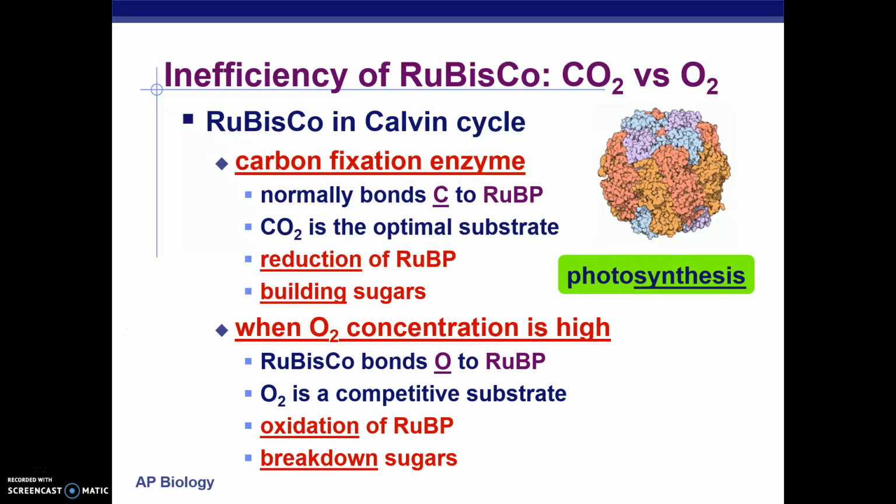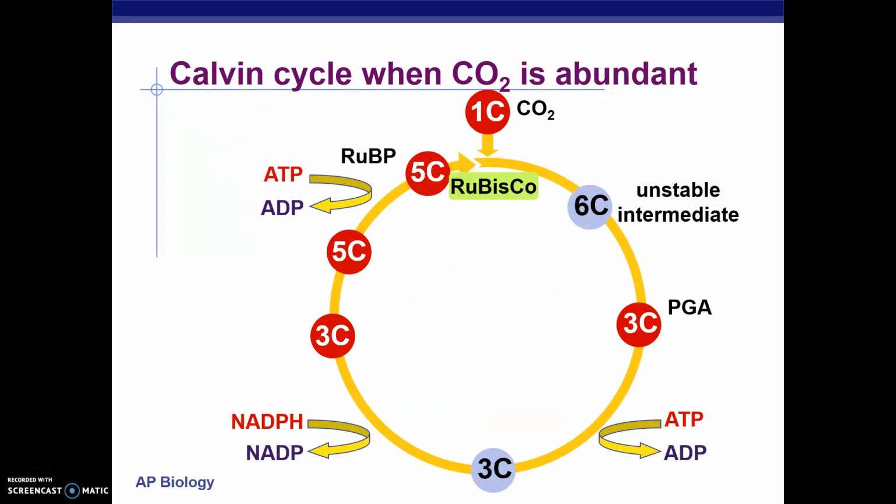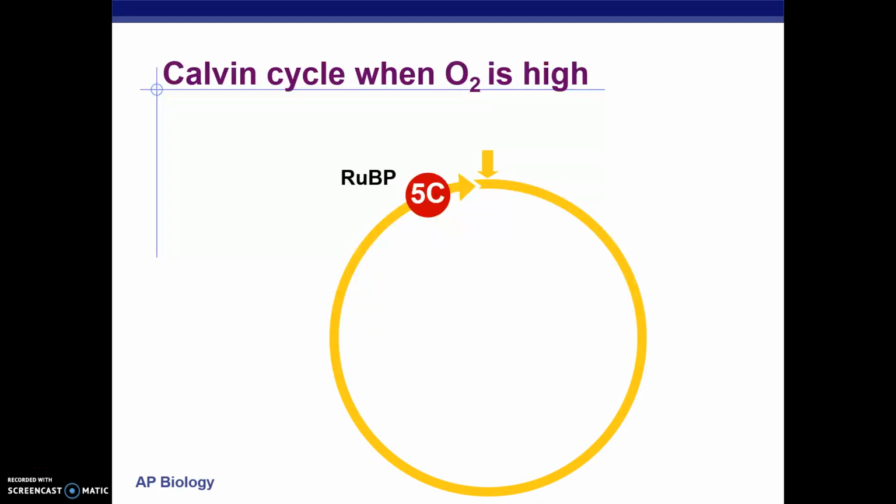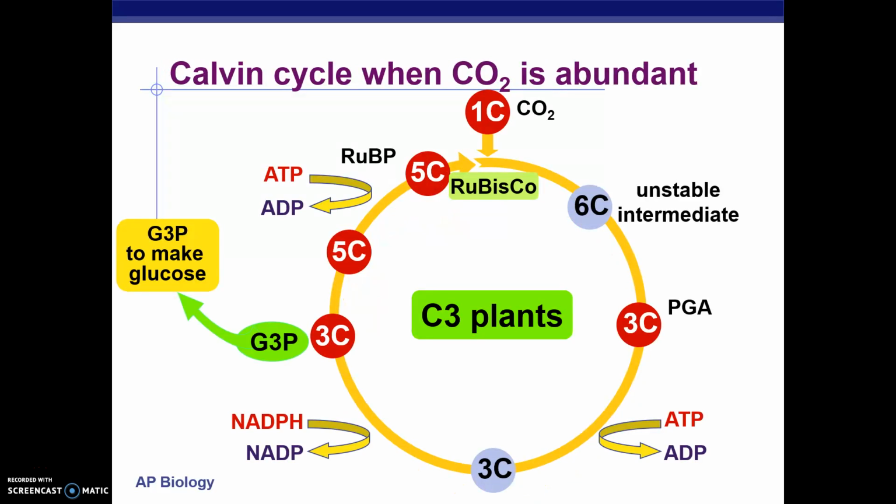However, when oxygen concentration becomes high, Rubisco starts bonding to RuBP along with oxygen. So, oxygen being a competitive substrate, instead of the reduction of RuBP, the plants end up oxidizing RuBP, breaking down sugars, and that is known as photorespiration. Photorespiration can be a very bad thing and could lead to breaking down of sugars.